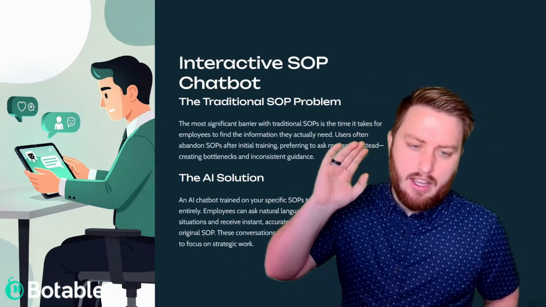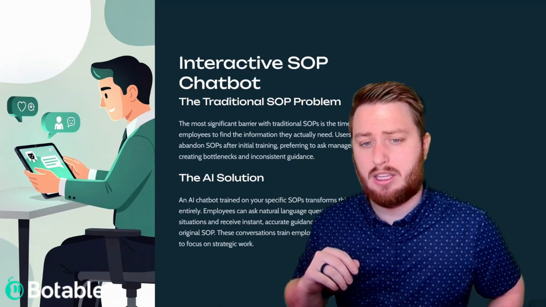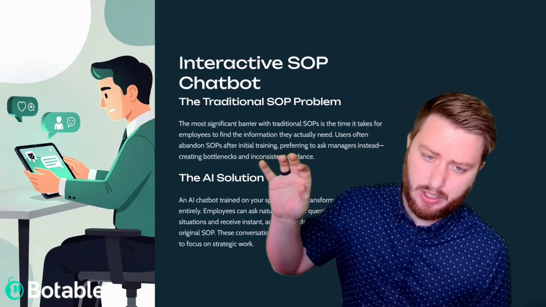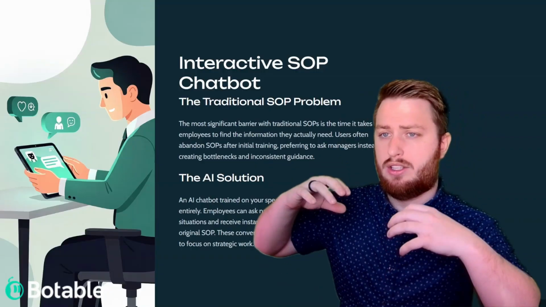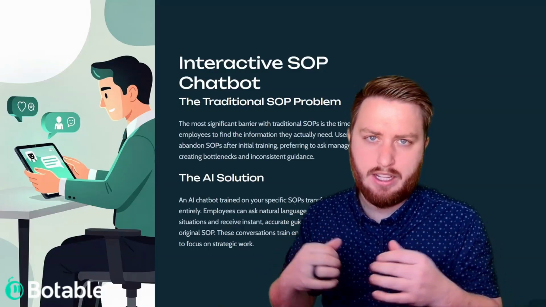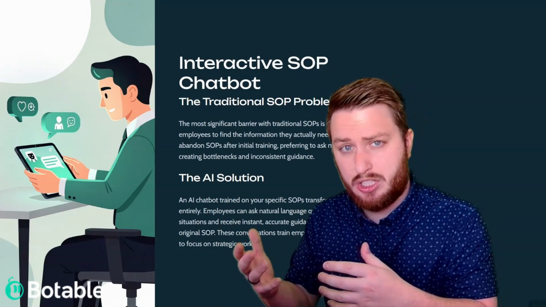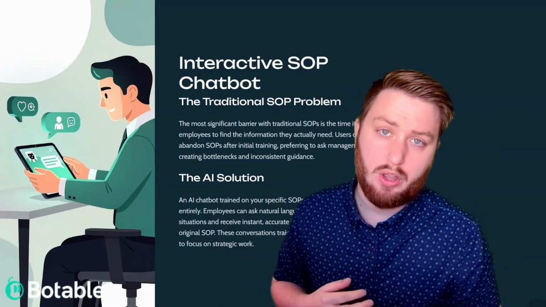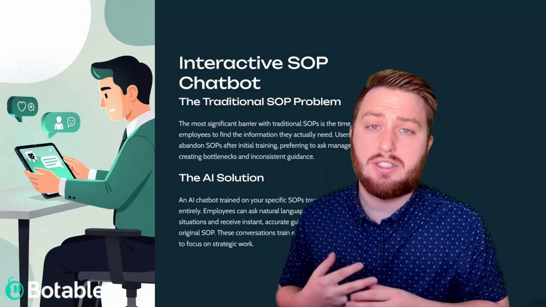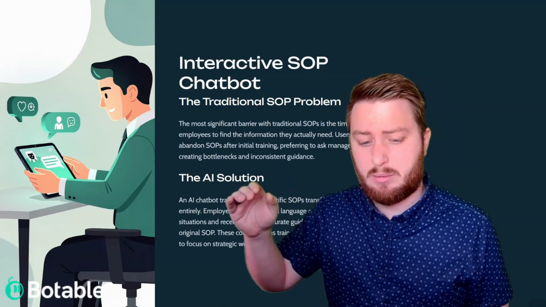So SOPs can be really long, complex documents. So having an interactive SOP chatbot makes that a lot easier. So the traditional SOP problem is where you have an employee with a question, and instead of them understanding and knowing the SOP and they can go reference it, they may not know it or understand it as well as they should, and so they spend a lot of time searching through it, or maybe they ask a manager, or maybe they just guess what the next step is because it's too much of a hassle to go search through that document. So the solution here is having an interactive SOP chatbot.